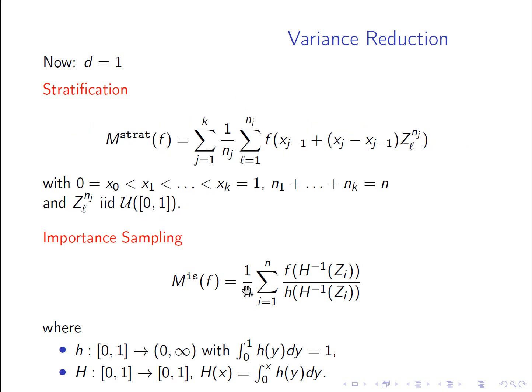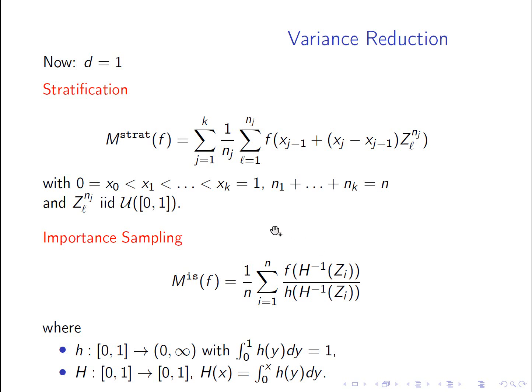Okay, so now the last method, which is the so-called importance sampling method. Well, this method is, I would say, the least intuitive method, but it can have quite good variance reduction. So this is our importance sampling estimator. We still want to integrate f.